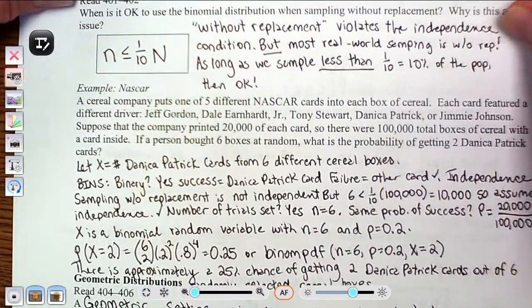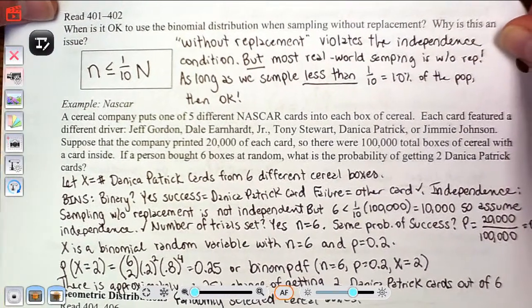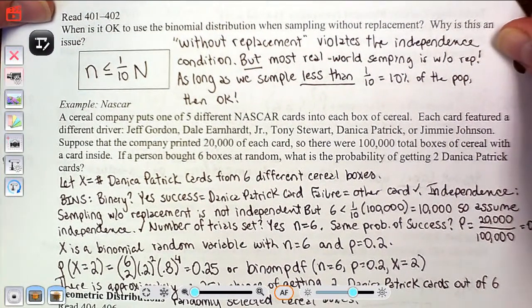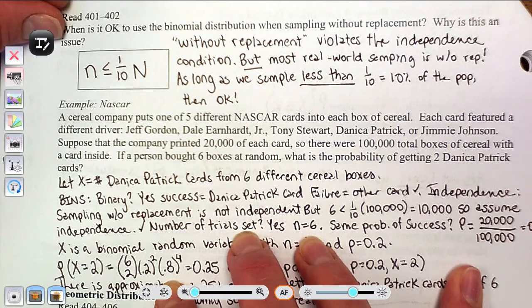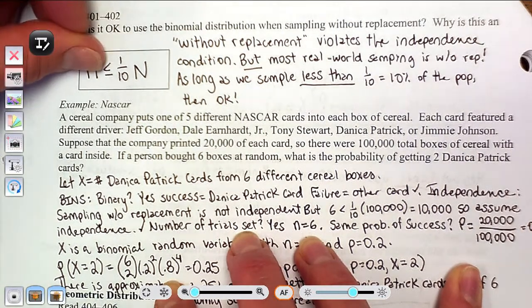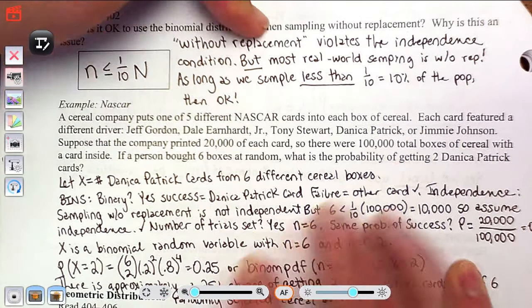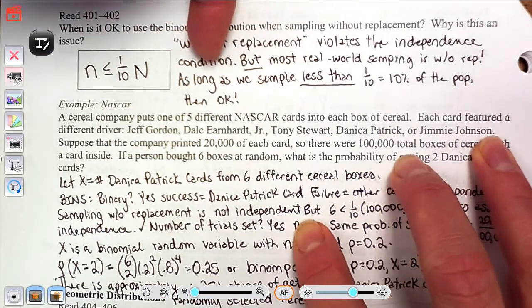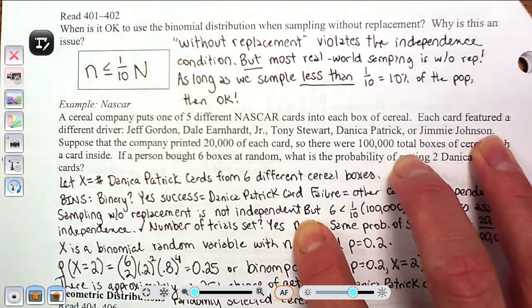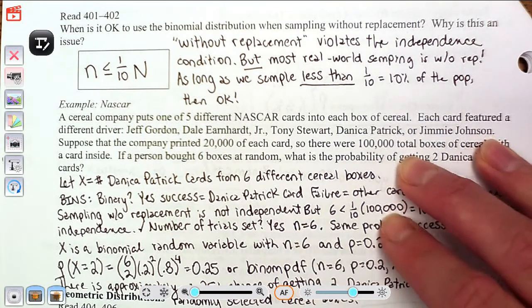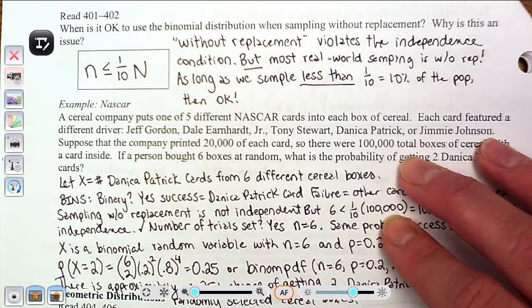When is it okay to use the binomial distribution when sampling without replacement? And why is this an issue? Okay, so without replacement violates the independence condition, because as we're drawing from a sample, especially when we draw people and we're trying to collect a certain number of people, we aren't putting the people back to redraw their name again if they're already in our sample.